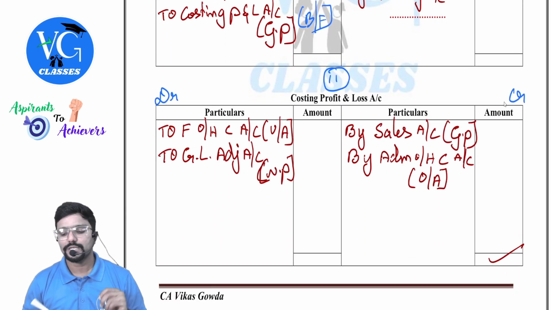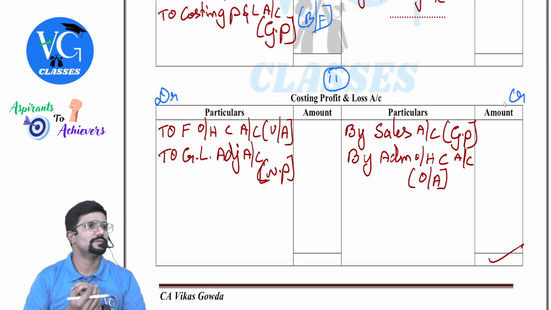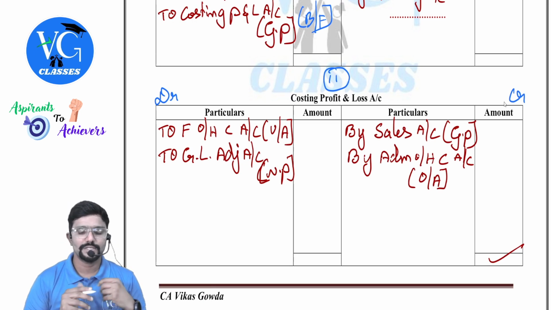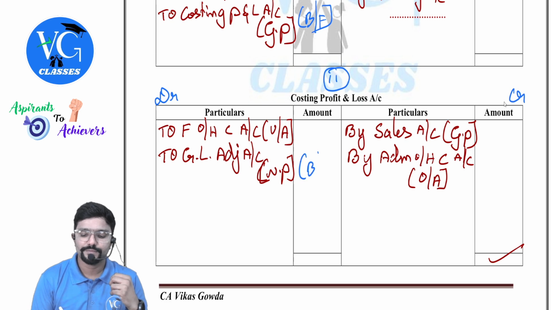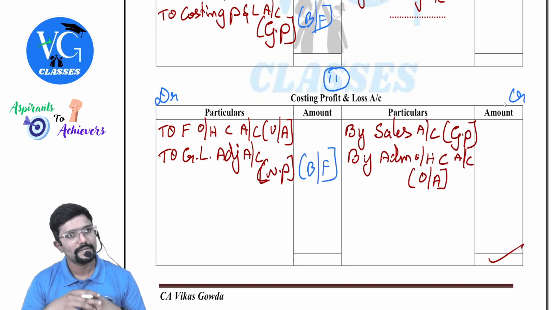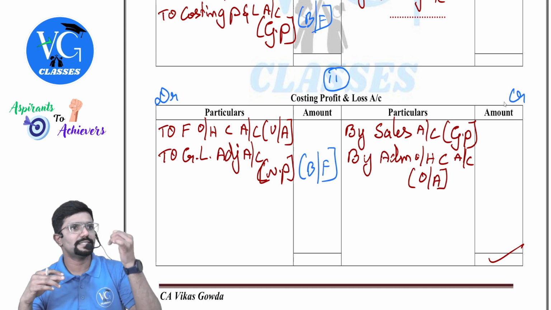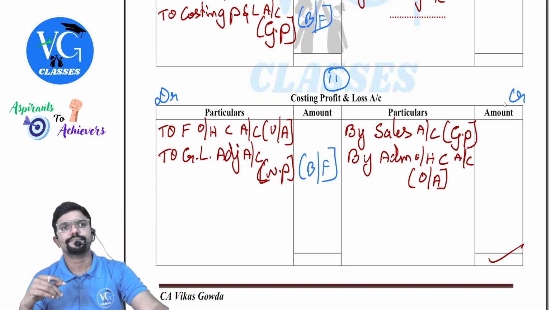Next, coming to costing profit and loss account. This would be the balancing figure here. This would be the balancing figure, guys.